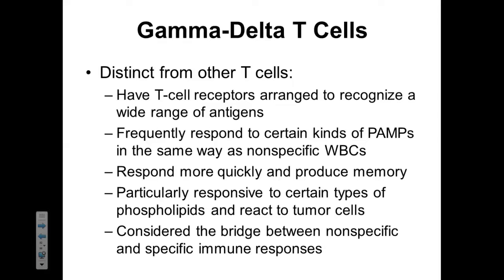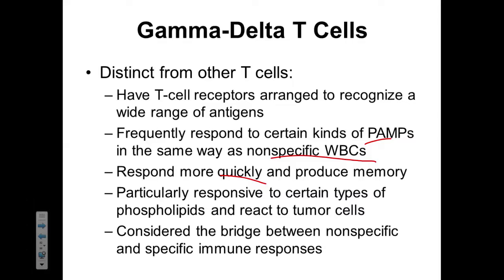Our gamma delta T cells can respond directly to a PAMP, which is the same way that our non-specific white blood cells of stage 2 of immunity also respond or can be triggered. Since our gamma delta T cells do not require antigen presenting cells, they can respond quickly. Another unique feature of our gamma delta T cells is that they can produce T memory cells.